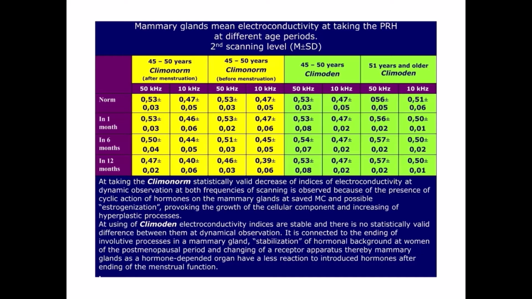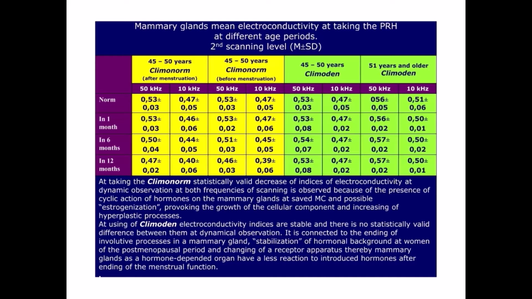When taking Climanorm, a statistically valid decrease of indices of electroconductivity at dynamic observation at both scanning frequencies is observed because of the presence of cyclic action of hormones on the mammary glands with a saved MC, and possible estrogenization, provoking the growth of the cellular component and increasing hyperplastic processes.